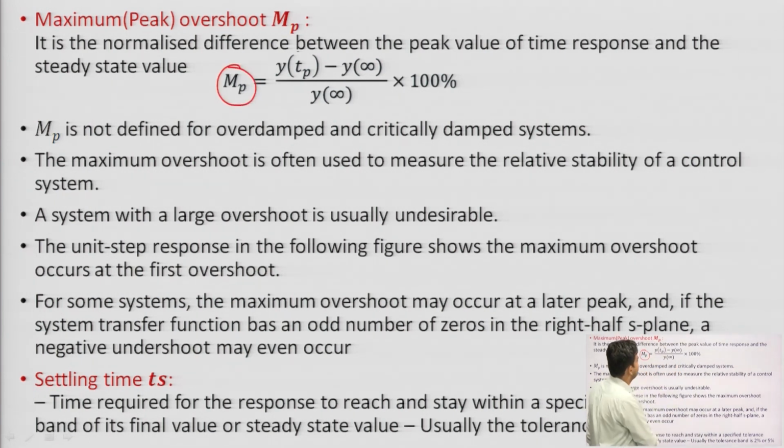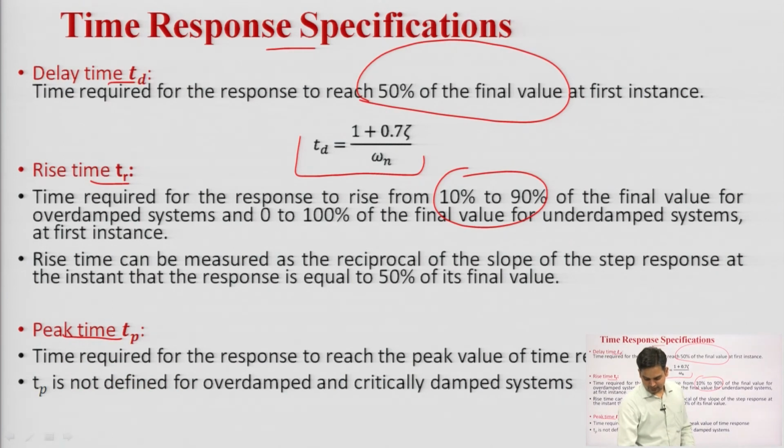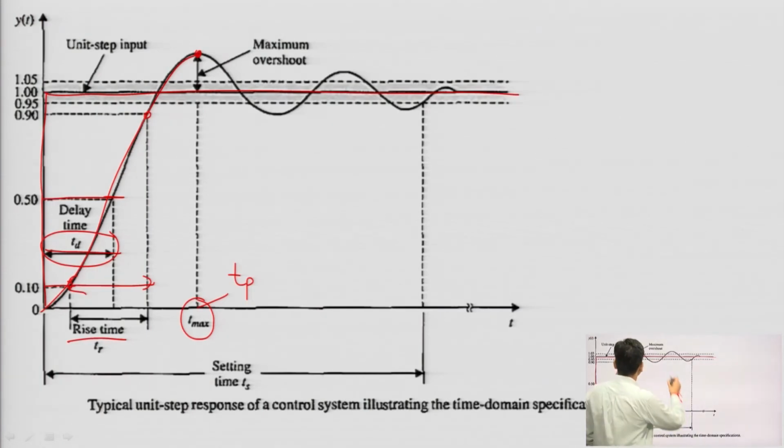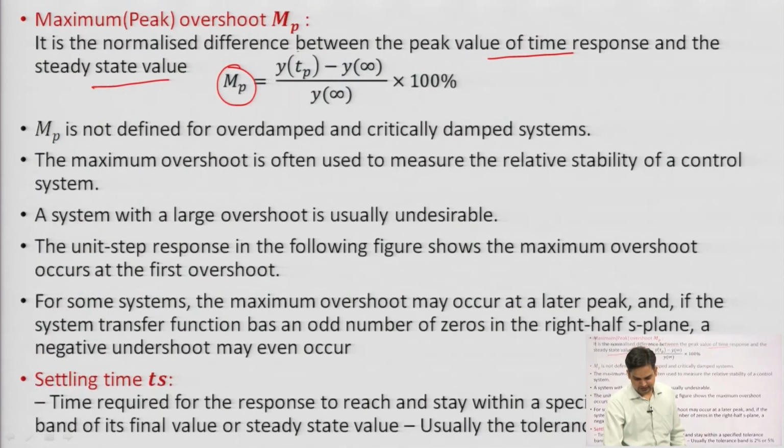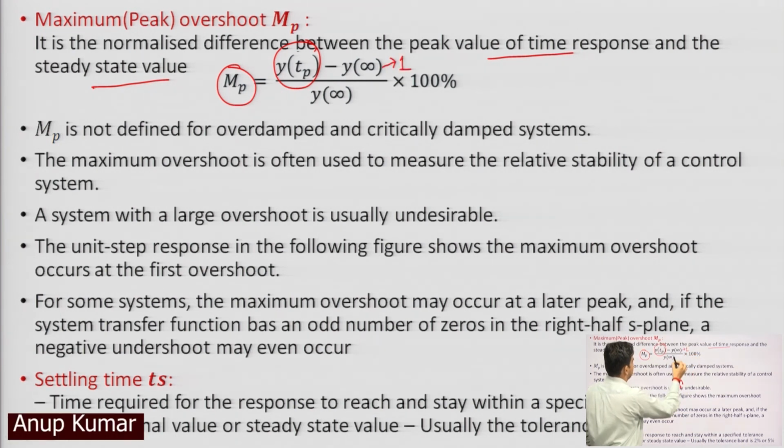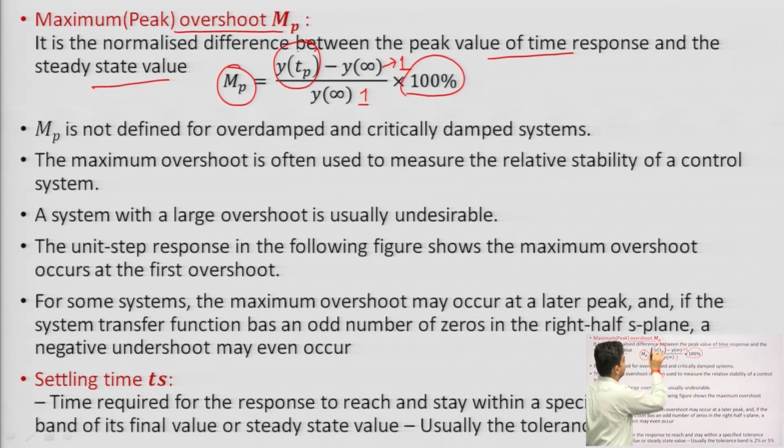This is the difference between the peak value of the time response and the steady state value. Here, this is where the peak response comes, and in the steady state I reach the value of 1. The difference between these two values would be the maximum overshoot. So, this value in the expression is y(t p). When time tends to infinity, the response is basically equal to 1. So, (y(t p) minus 1) divided by y(infinity), which is 1, into 100%, gives me the peak overshoot.